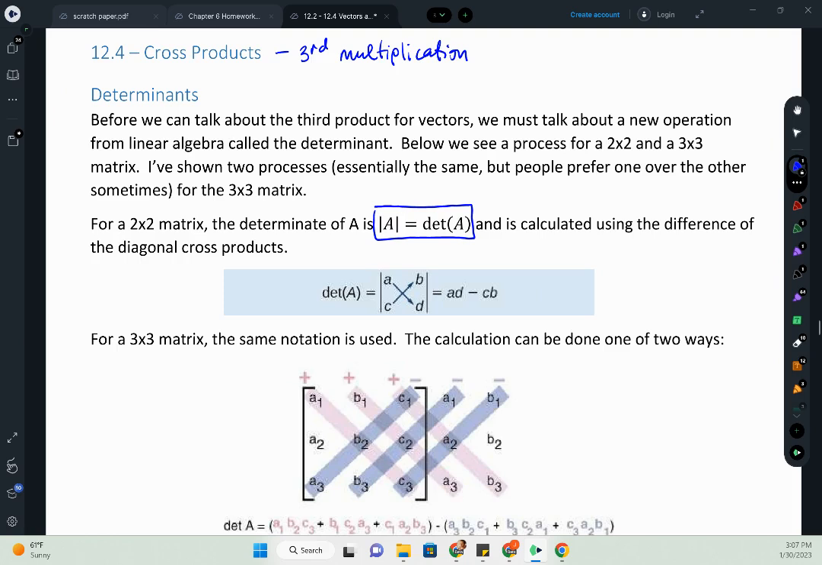Now, in order to calculate a determinant, we have to be working with a square matrix, which means it's either 2 by 2, 3 by 3, 4 by 4, and so on and so forth. In this class, we'll only ever really deal with determinants of a 3 by 3 and no more than that.